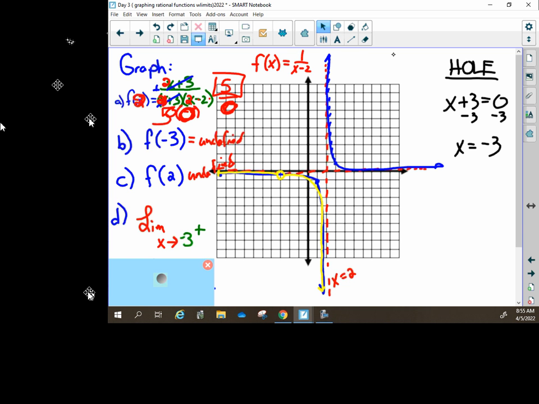Okay, so I have a limit as x approaches -3 from the right. As you approach -3 from the right, will there be a limit? There wasn't a value at -3, but will there be a limit as we approach it? So we're coming from the right side right over here.